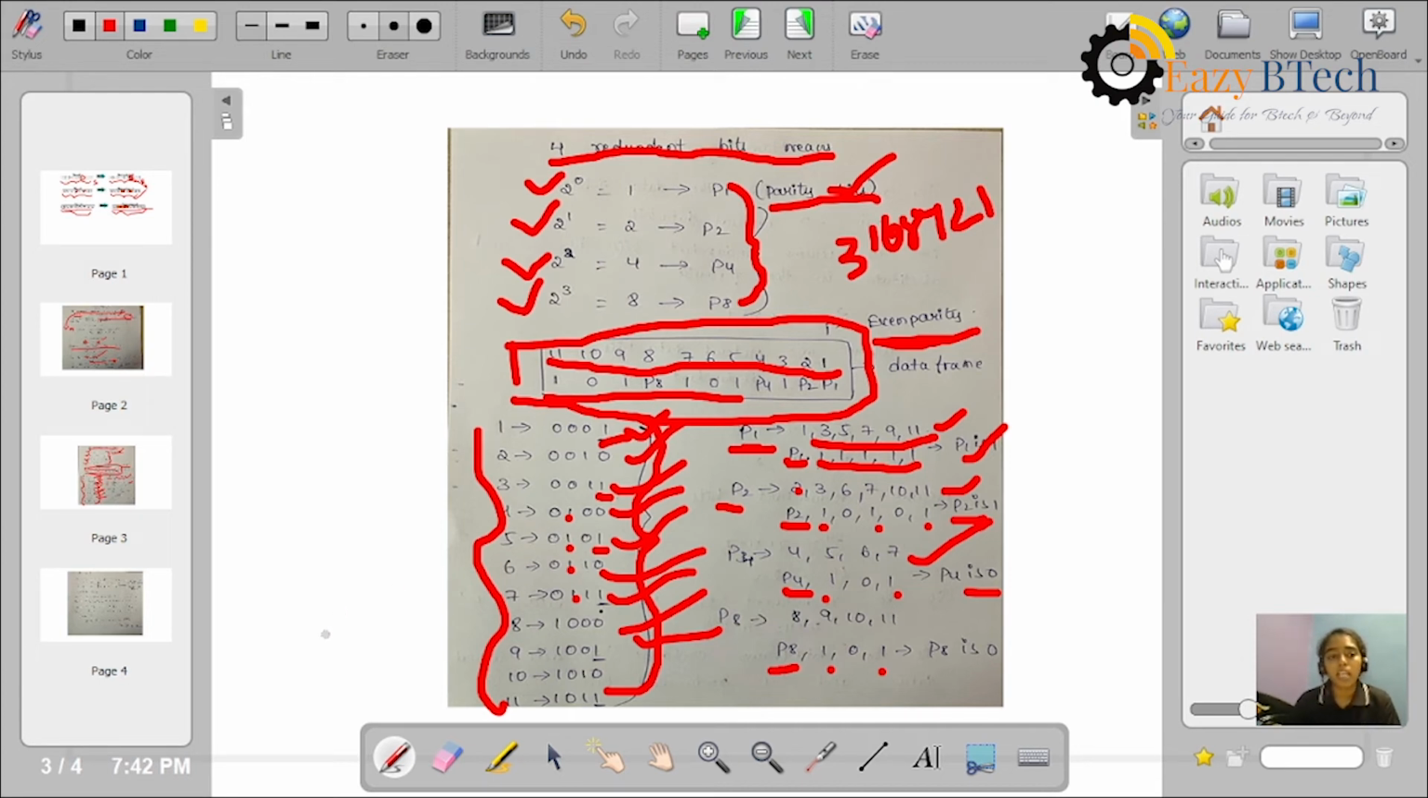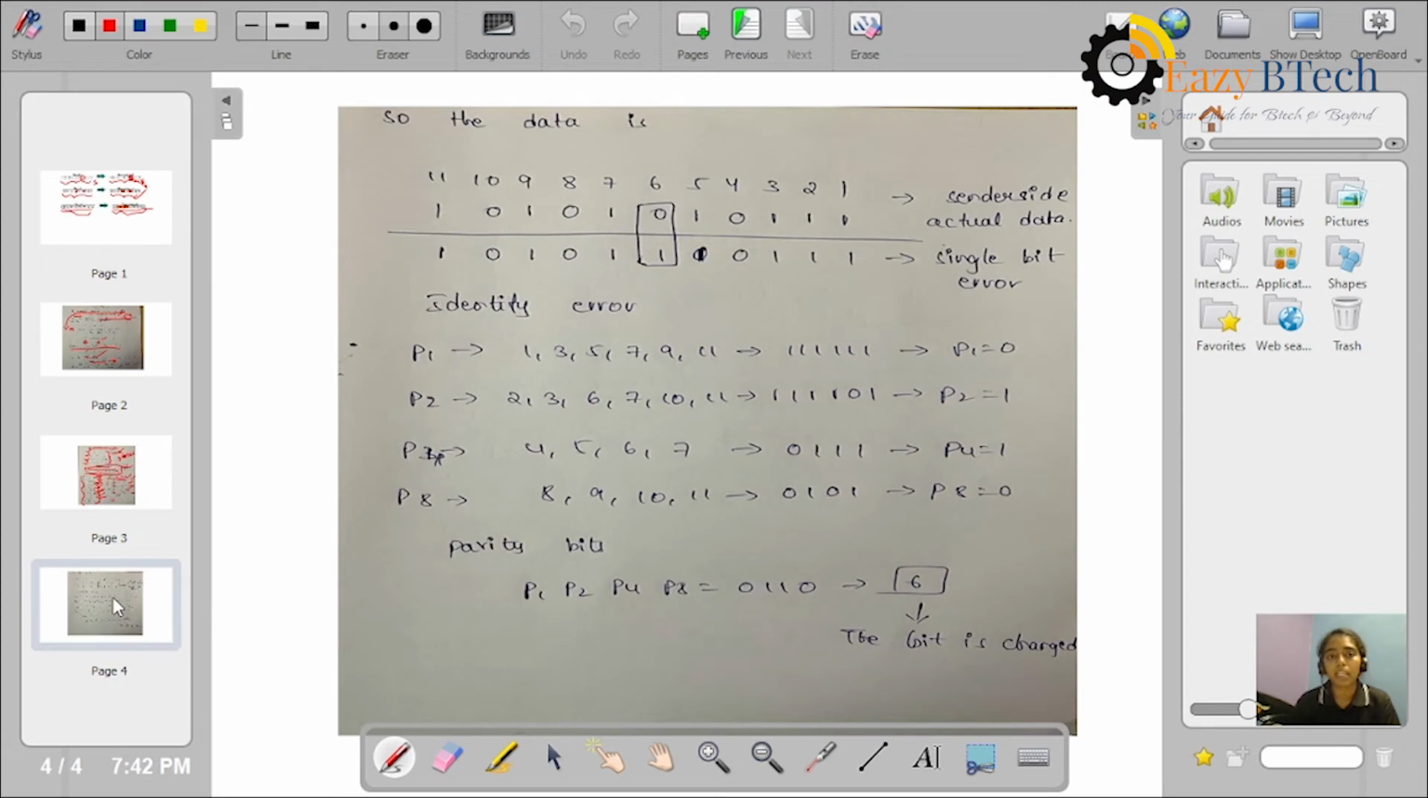So what is the actual data? The data will come like this: 1, 0, 1. So in the eighth position I put 0. So this is a parity bit. Next, this is another parity, this is another parity, and this is another parity. So 1, 1, 0, 0 we inserted. So this is the actual data bit.